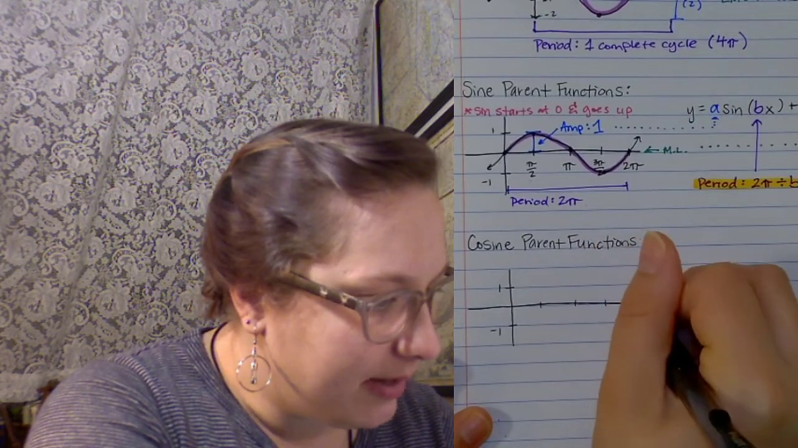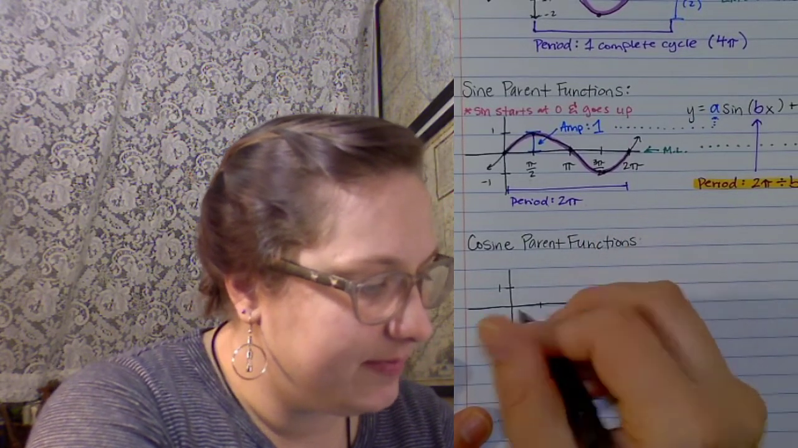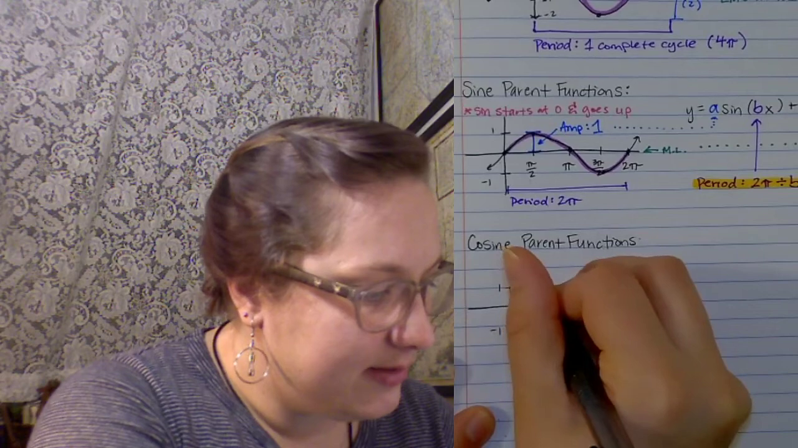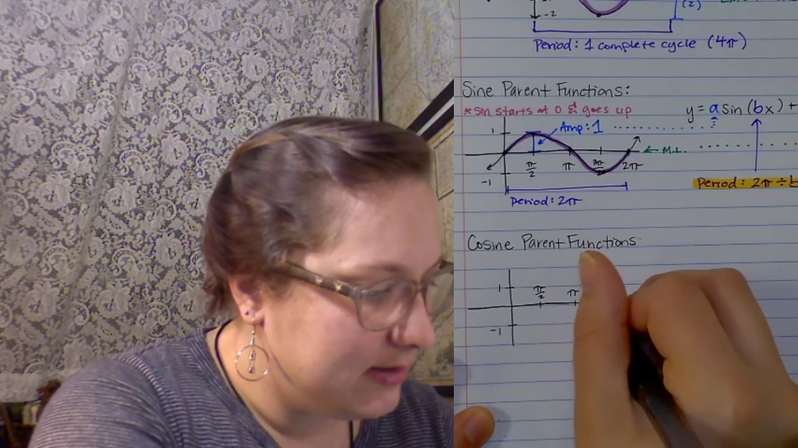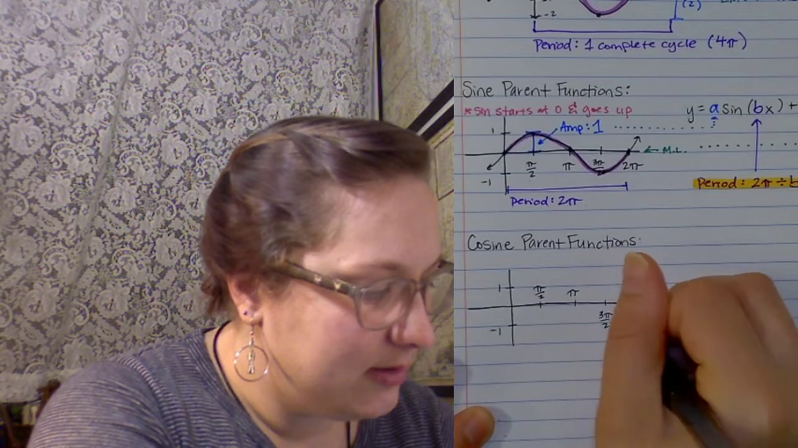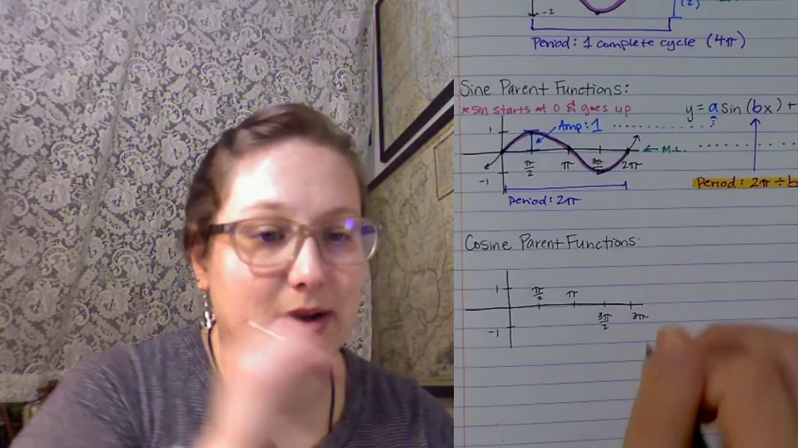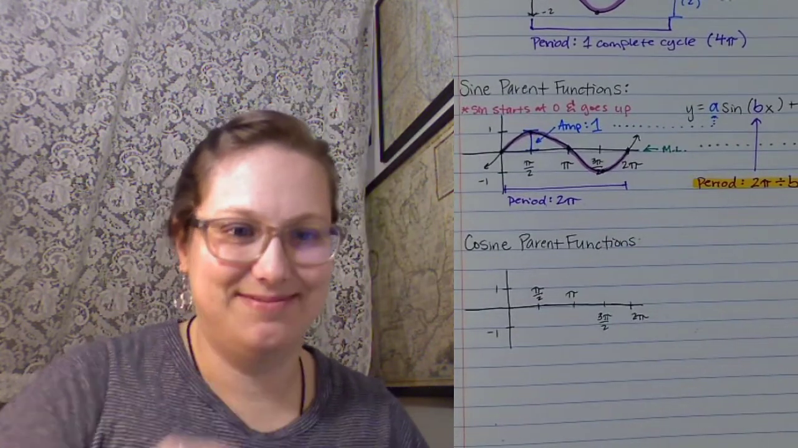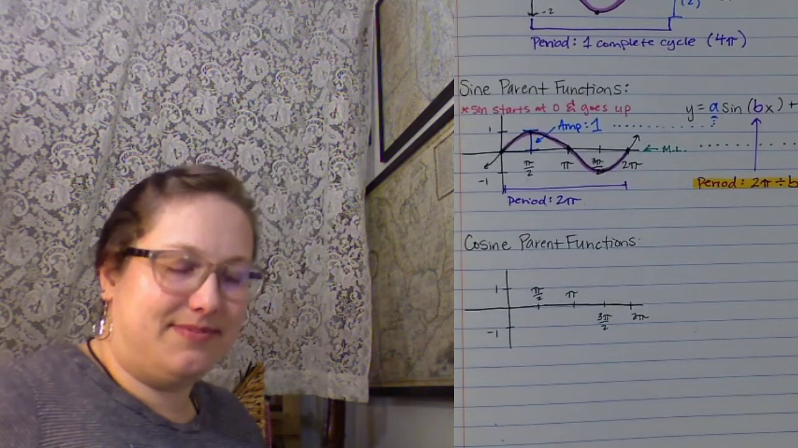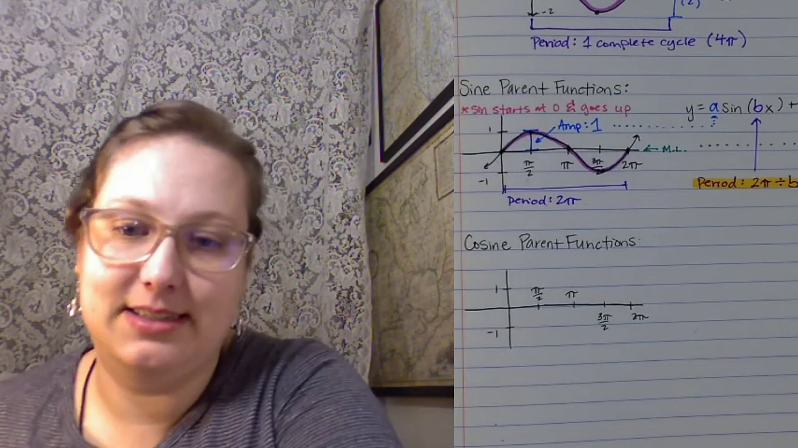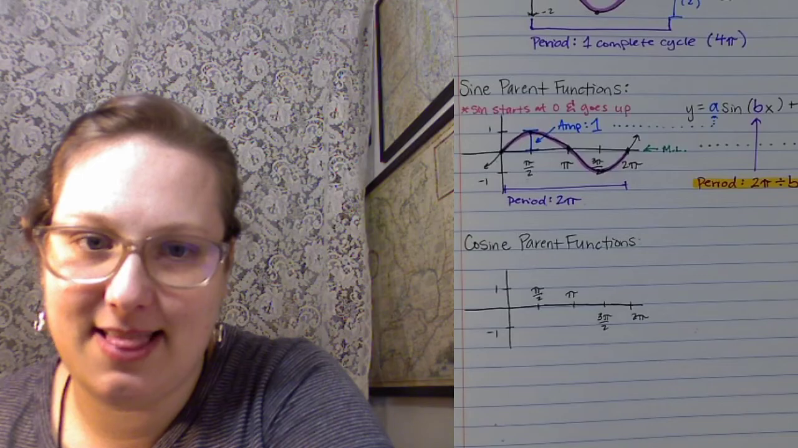Let me be more mindful of where these numbers are going to go. Okay, this is pi over 2. I'm going to put it on top. This is pi. This is 3 pi over 2. And this is 2 pi. And I'll show you why I did it that way. Oh, I still have that animation.